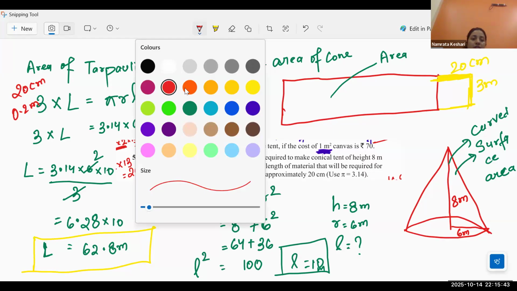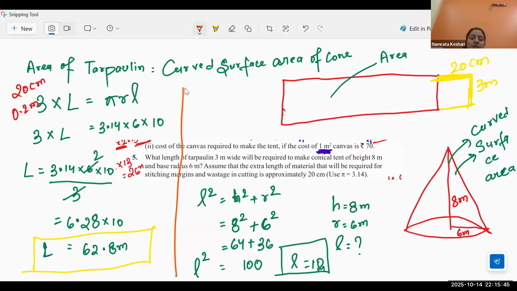Here I am writing actual length of tarpaulin. You can write in the bracket without cutting and wastage. Okay, without cutting and wastage.